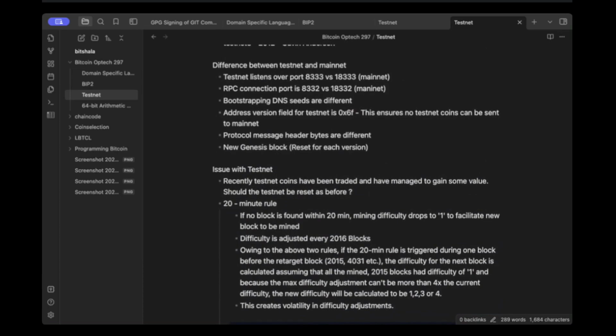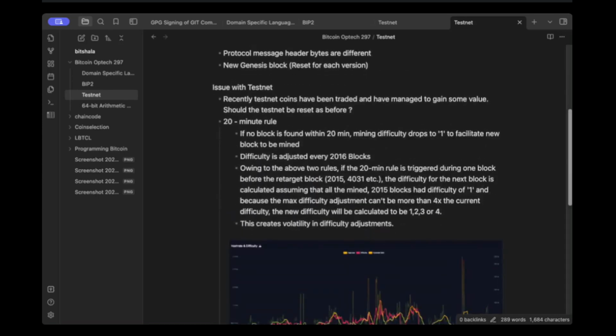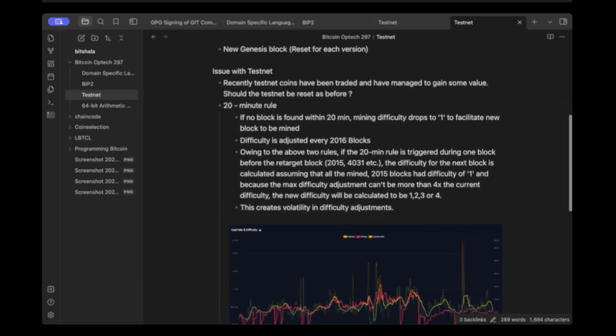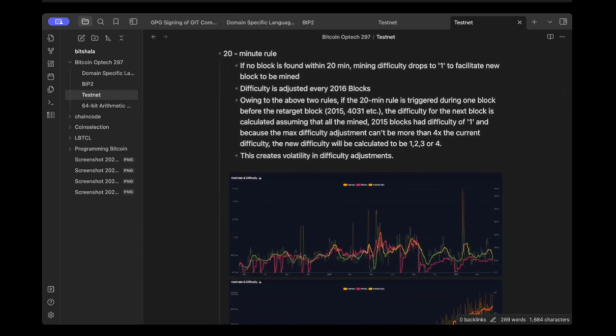Testnet resets happen periodically, and now testnet coins have value, so devs want to prevent that. They are also looking at whether, if we are making any change in testnet, we can push this hard fork through in order to fix the 20-minute rule bug in testnet. So that is what this news item is about, the testnet.